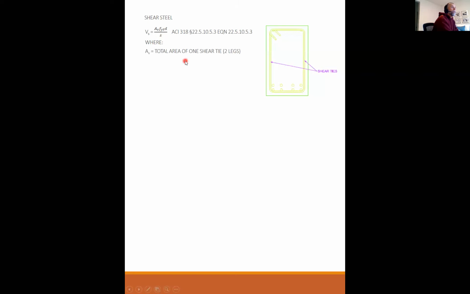A sub v is the total area of one shear tie, but in this case, I have 2 legs. f sub yt is a yield stress. d is the same d from the flexural analysis. s is the spacing of your shear ties. So ACI 22.5.1.1 specifies that V sub n, your nominal capacity, is equal to V sub c, which we just learned is 2 square root f prime c times b d, plus V sub s, which we just learned is A sub v f y d over s.